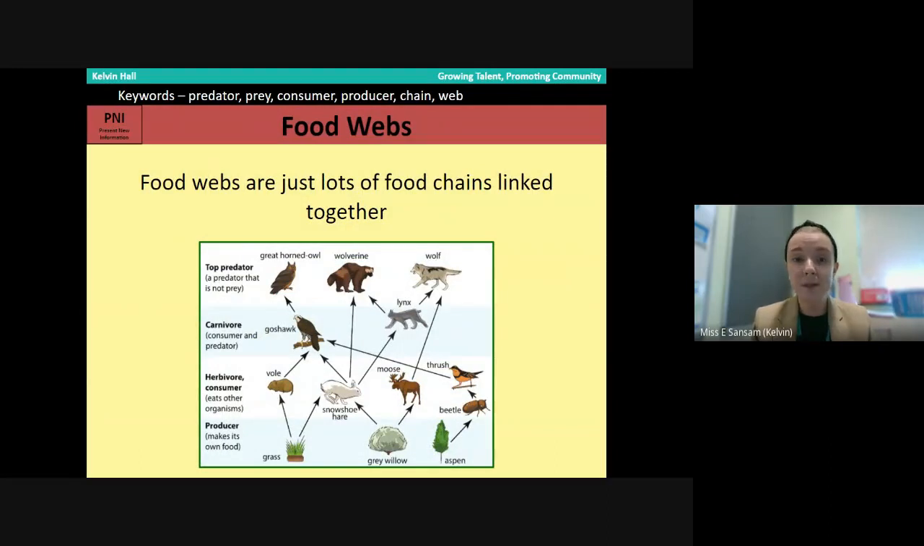Moving on to food webs then. So we've talked a lot about food chains. All food webs are just lots of chains that are all linked together. And I've got an example there on the screen for you. So you should be able to see lots of different food chains throughout this food web. One being, for example, you could go grass to vole to goshawk to great horned owl. Or a different one, you could go aspen to beetle to thrush to goshawk to great horned owl. They're just lots of different chains all linked together.